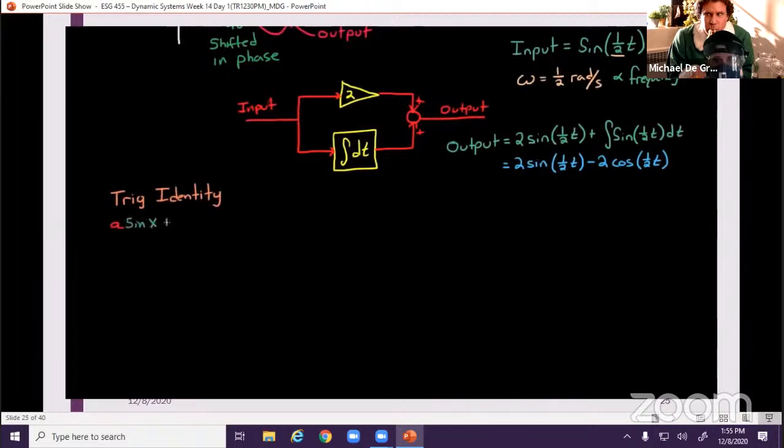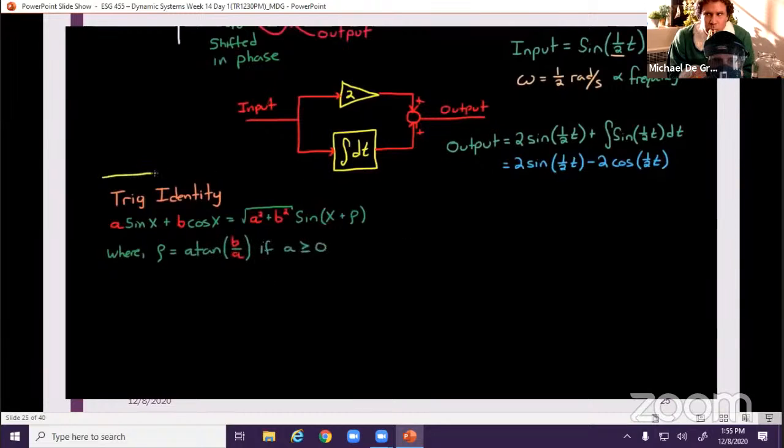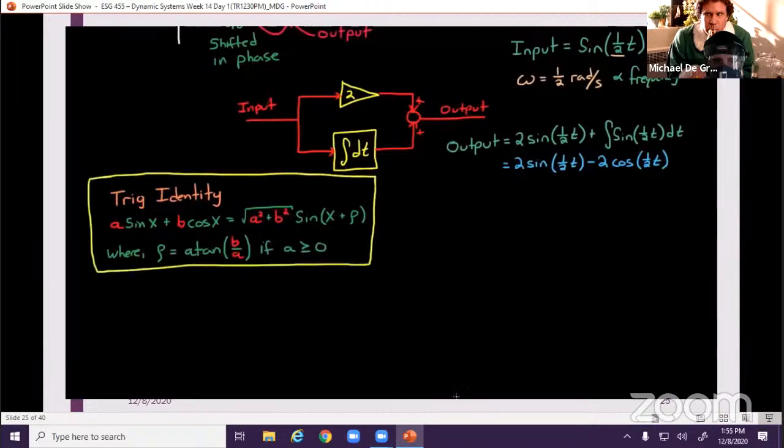But this trig identity that I'm going to be using is a sine of x plus b cosine of x equals the square root of a squared plus b squared times the sine of x plus rho, where rho is equal to the arctangent of b over a. Of course, this is only true if a is greater than or equal to 0. So let's apply this trig identity to our problem. In our case, a is equal to 2 and b is equal to negative 2.